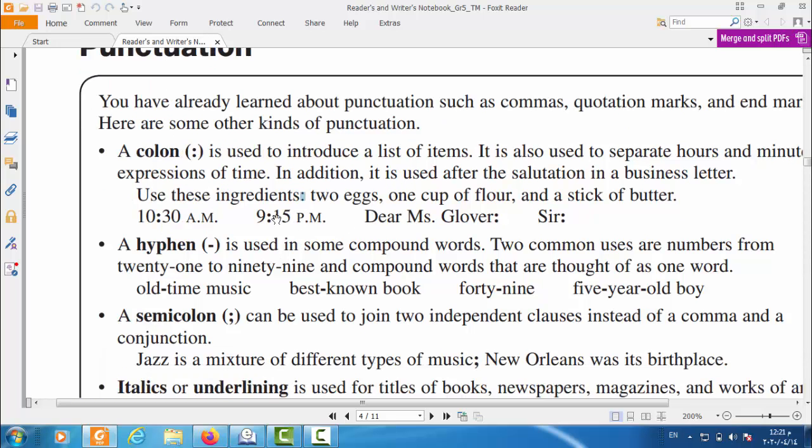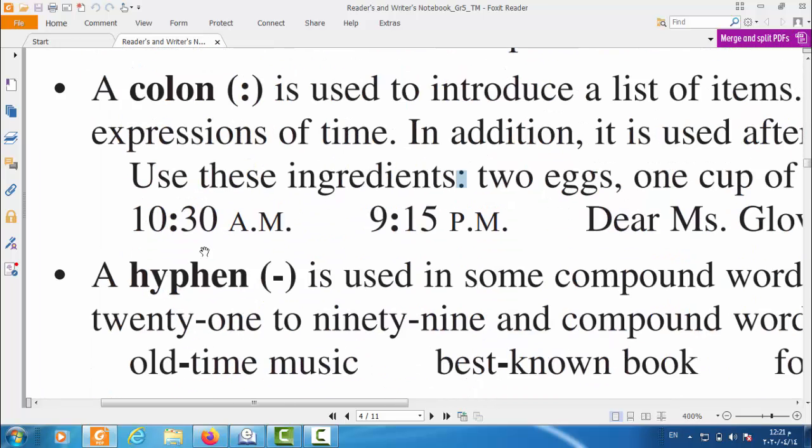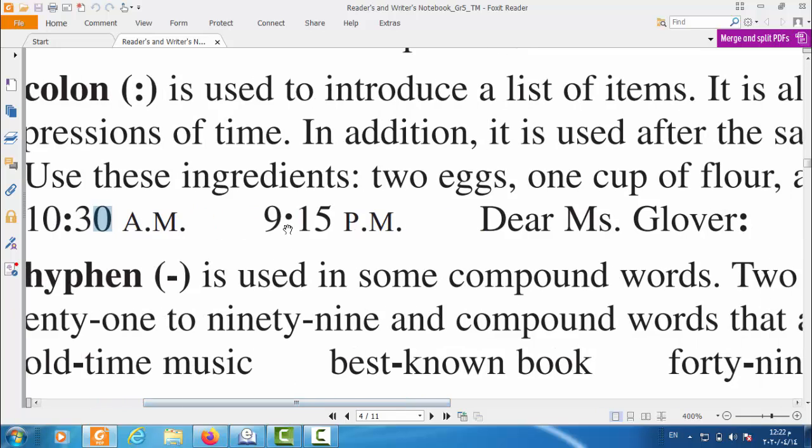As well, we can put a colon with the time. For example, when I say it's 10:30, I write 10 and then I put a colon and then 30. So it's going to be 10, the colon, and 30. It will be 10:30. 9:15, like this one in here. Before the hours and after the hours, before the minutes, I put the colon in the middle.